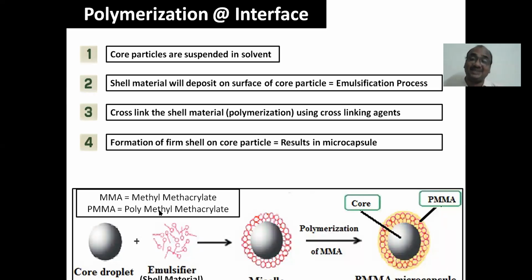Now polymerization at interface. See the concept here. Here are core droplets, core particles, and we take the shell material as an emulsifying agent. What will the emulsifying agent do? It gets deposited on the surface of the core and forms a micelle. Once the micelle is formed, this is the shell material. You have to polymerize and cross-link it. So a very thick, hard cross-linked capsule is formed as the outer shell. So a beautiful microcapsule will be available.